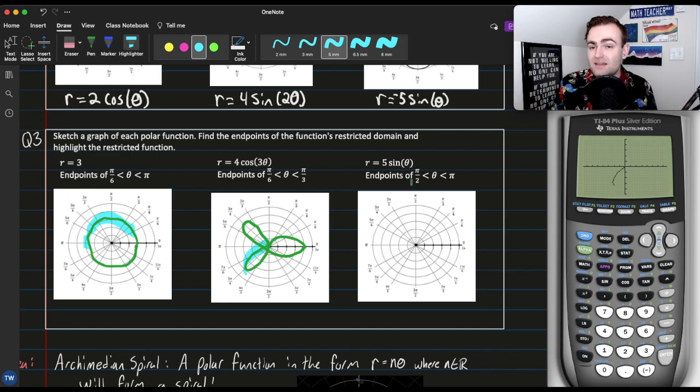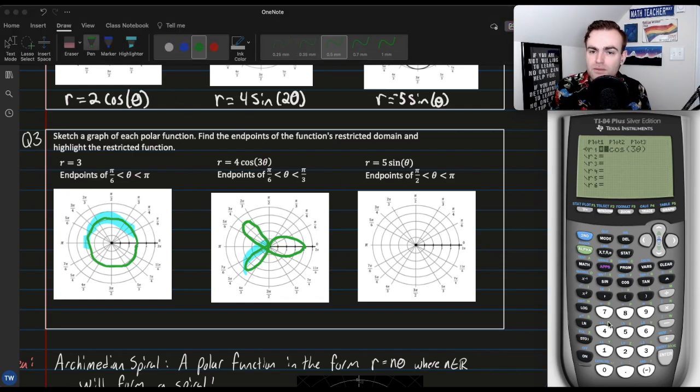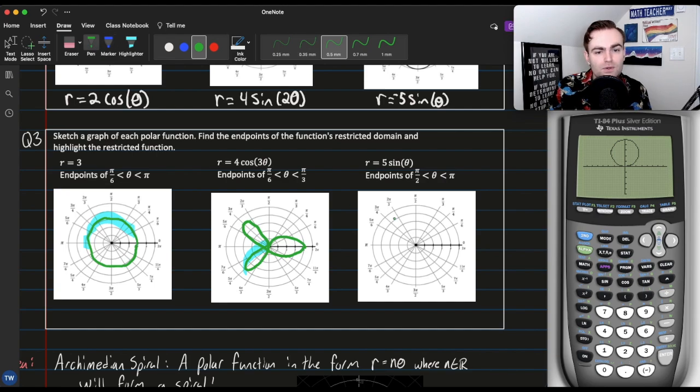Now we have 5 sine theta. That's a circle, a vertical circle, right? So we go here. We know that it's going to be 5 sine theta. We know it's going to be a vertical circle with a diameter of 5. Let's change our min and max to be 0 to 2 pi again. Graph this. We can see exactly what we predicted. So as far as the pen goes, we have a point here, and we are doing our best to make that as circular as possible.